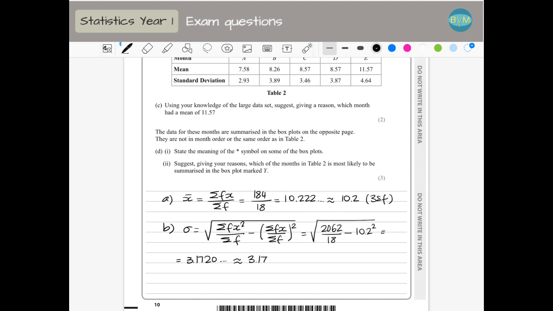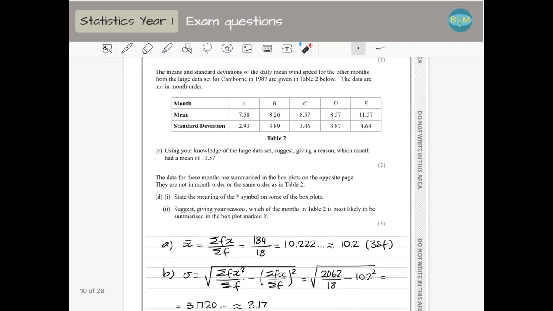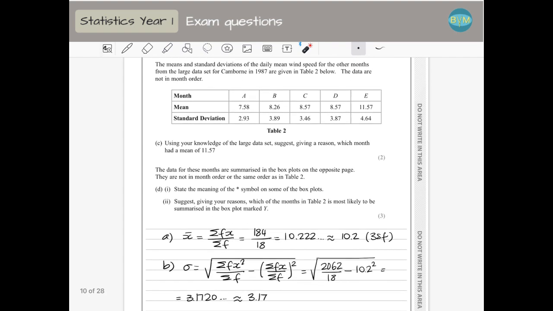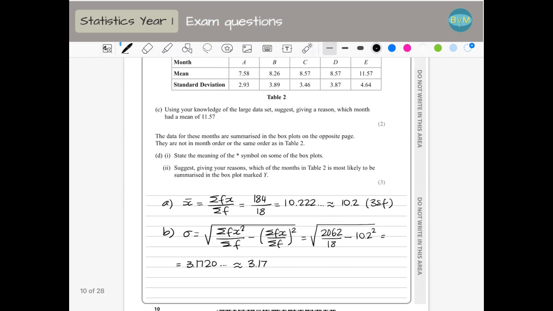We have 3.17. And be careful because they love the units in the large data set, so state the units. The units for the wind, remember, is knots. So you have to write knots, or kn, that is the abbreviation, and 3 significant figures. Please remember to specify what you have rounded to. So these are the first two.